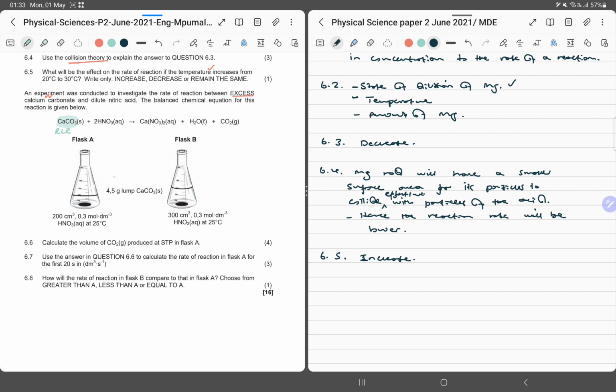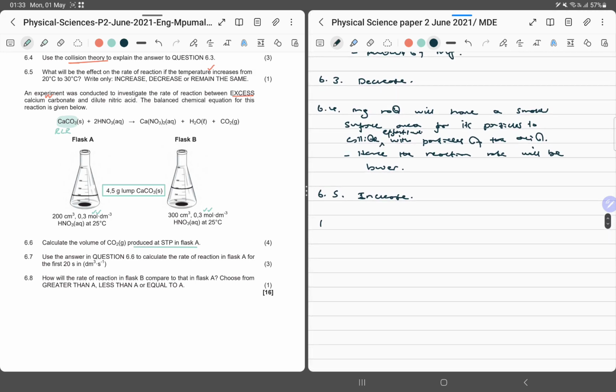Everything is balanced. So here we got 4.5 grams lump of calcium carbonate, and then it's bumped into some 200 centimeter cubed of a 0.3 mole per decimeter cubed of nitric acid at 25 degrees Celsius. Here we're using a higher volume of the same concentration. So what matters is the concentration. Volume does not really matter in terms of the acid. Now it says calculate the volume of carbon dioxide produced at STP in flask A.